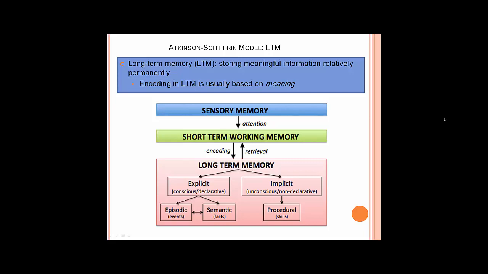Okay, so now look at what's going on here. Now we've got sensory memory, attention now going to short-term memory, back and forth, encoding, retrieval into long-term memory. And under long-term memory, what do we have? We have two different general groupings of long-term memory called explicit and implicit memories. Explicit memories are also called declarative memories. We're conscious of them, and they are either episodic or semantic.